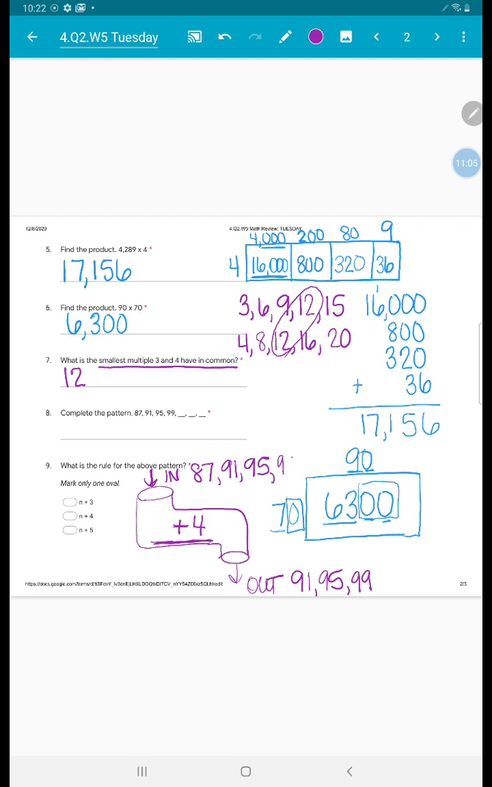Now I have to drop in that 99. If I add 4, what do I get, Cash? 103. Okay. So now if I drop in 103 and I add 4, 107. Okay. If I drop in that 107, what do I get? 111. Very good. So the rule is the number plus 4.